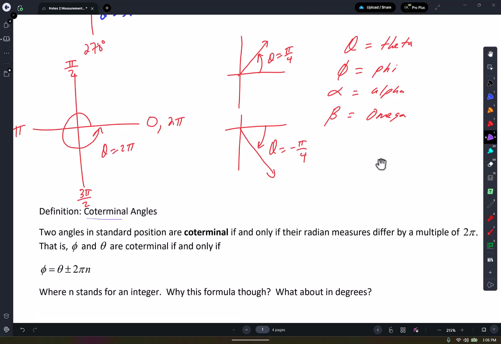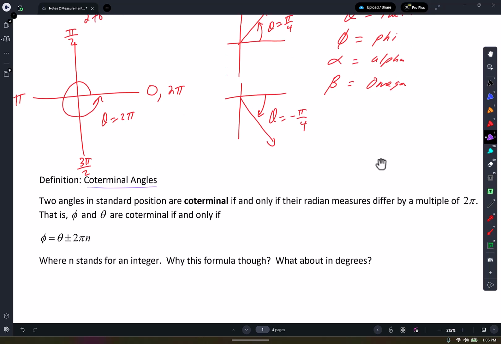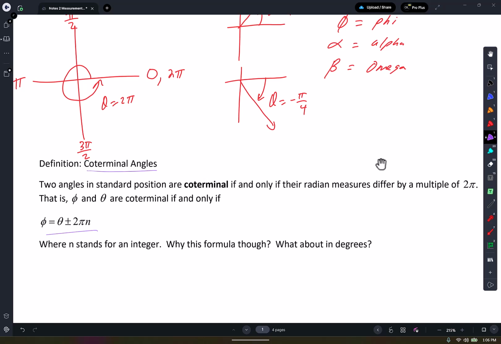Coterminal. We're going to hit you with a few vocabulary words, but it's not even extreme vocabulary, so relax. It says coterminal angles: two angles in standard position are coterminal if and only if the radian measures differ by a multiple of 2 pi. That is, phi and theta are coterminal if and only if, and then we have a formula there, where n stands for an integer.